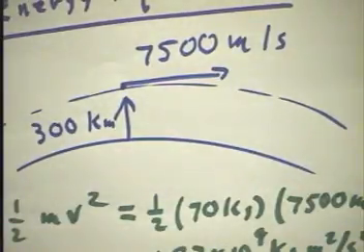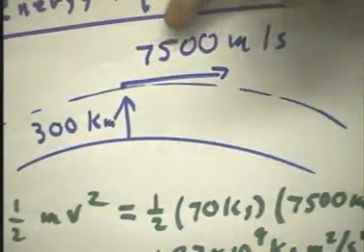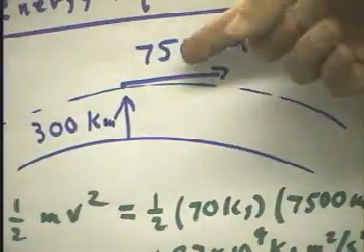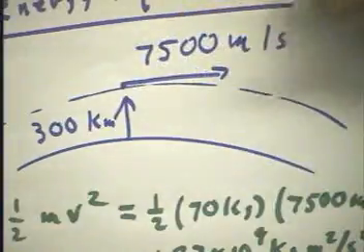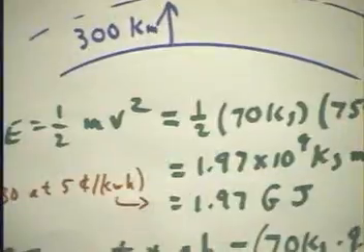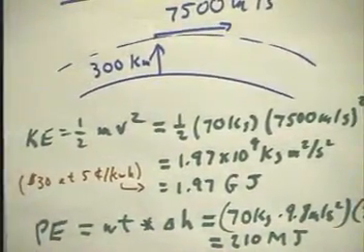Now, the spacecraft doesn't really start off at velocity 0. It really starts off with a velocity of around 1,000 feet per second probably, around 300 meters per second. But when you square 300 compared to the square of 7,500, you find that the kinetic energy at 300 meters per second is just about insignificant compared to the kinetic energy at 7,500 meters per second. Okay, so let's calculate the kinetic energy and the potential energy in this situation.